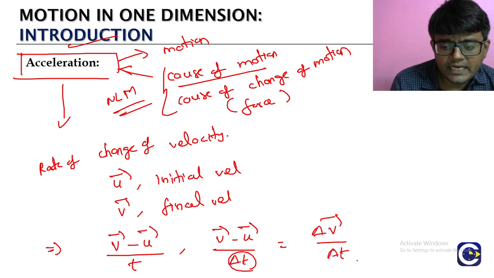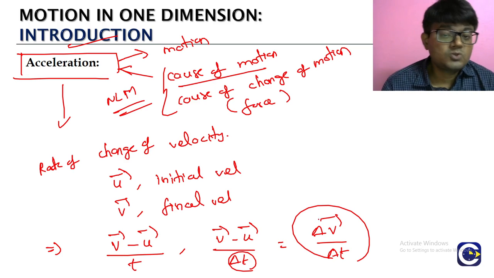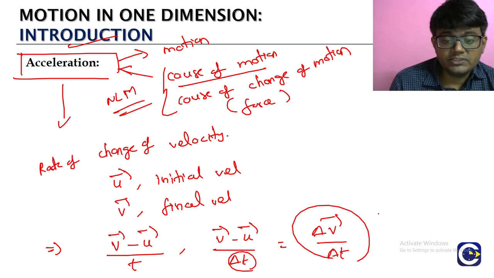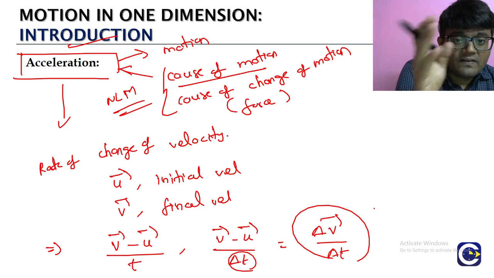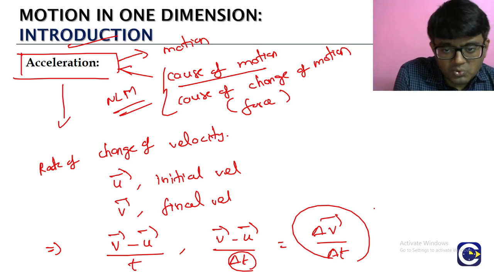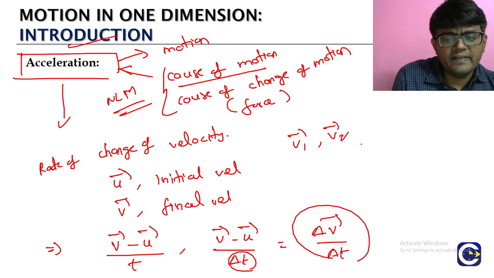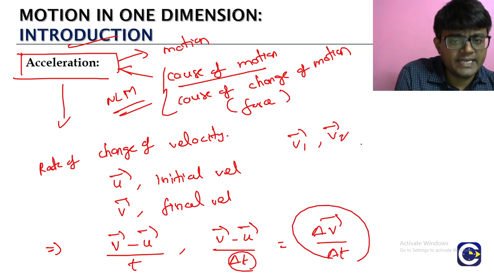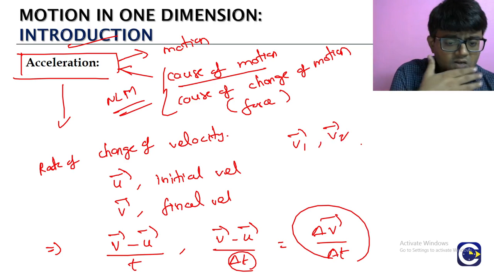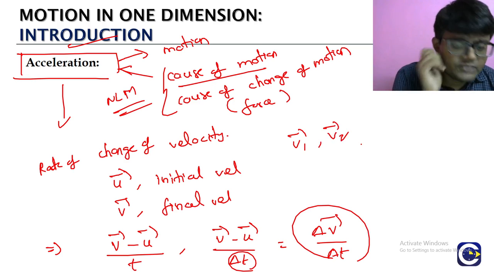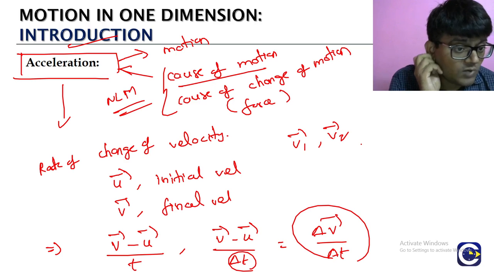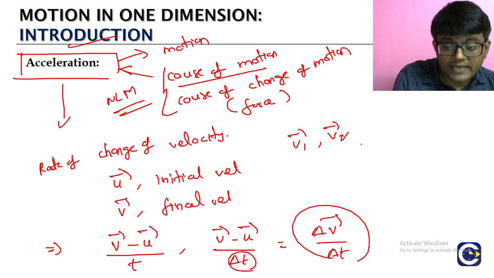Delta v by delta t, because delta v means what? The change in the velocity. Either we say final velocity is v and initial velocity is u, or we can say initial velocity is v1 and final velocity is v2. In that case, what will we have? v2 bar minus v1 bar is the change in velocity. So the rate of change of velocity is what we call acceleration.